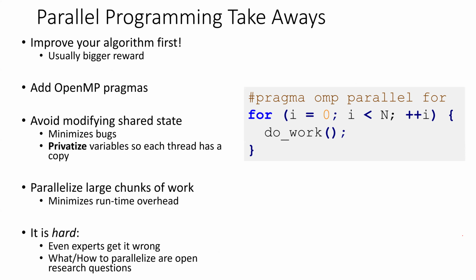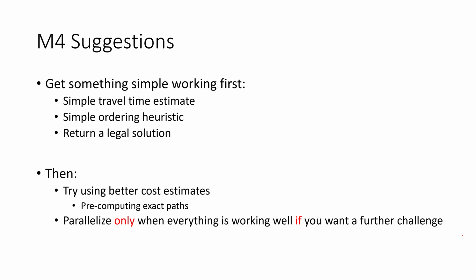We talked about this as well already, so that's just a summary. Okay, final M4 suggestions. Make sure you get something simple working first, because agile development. You're going to run out of time on M4, so if you run out of time and you have a pretty good answer, you're happy. If you run out of time and have nothing working, you're sad. That's a high-stress way to live your life. So you can use a simple travel time estimate; you don't even have to do pathfinding at first. You can use a simple ordering solution. Greedy works pretty well. Get that going first. Make sure you can return a legal solution and pass all our test cases, and then you can try all sorts of stuff. Try better cost estimates with pathfinding. You can try parallelizing, you can try perturbation algorithms, etc. But try those things after you have something working.